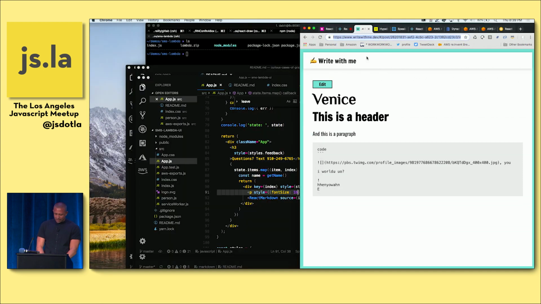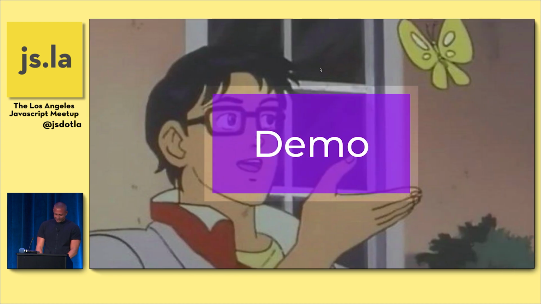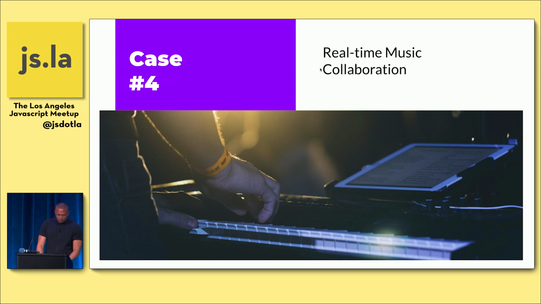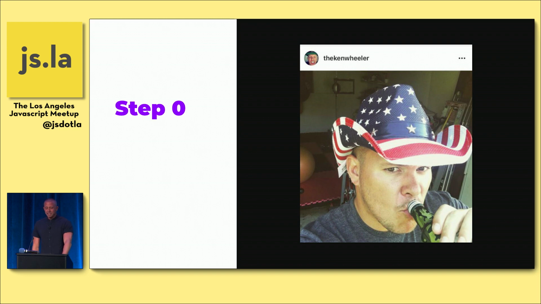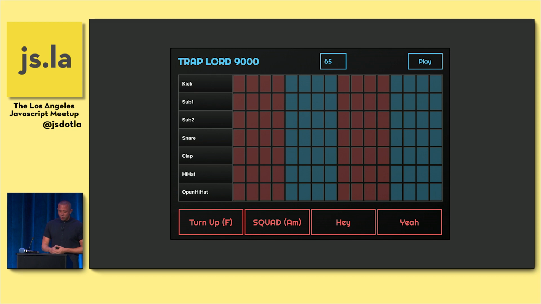So I'm going to let that hang out there for a second. So what if we wanted to build something collaborative with music? This is going to be the demo that we list. We have some really nice music going on. The first thing I needed was something that plays music, because I'm not really that talented at music. Ken Wheeler built something called the Trap Lord 9000, and that's what we're going to be using.